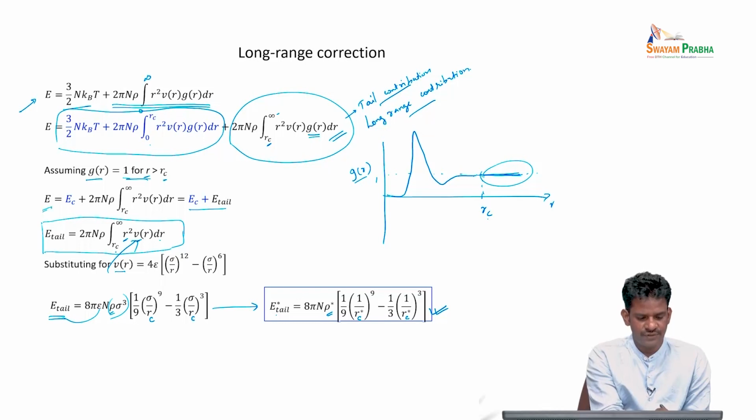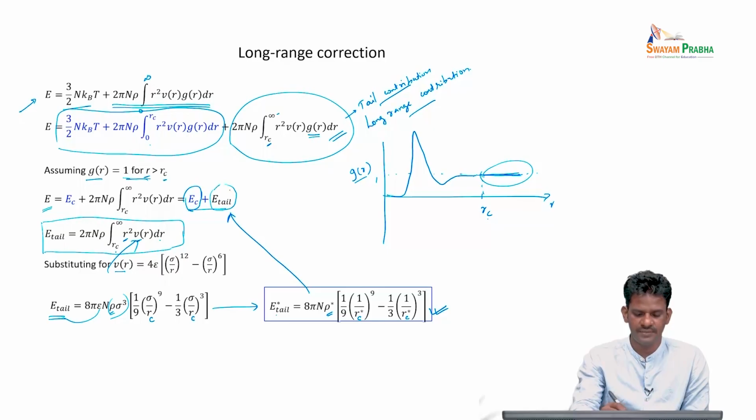So the total energy of the system becomes the energy calculated in the simulations up to a cutoff distance RC, plus another correction that we add, which we can calculate analytically from here. Now you can replace this potential with something else. If you have another kind of potential, you can always do this. There's only one catch here: V of r should decay as 1 by r to the power n, where n should be greater than 3.